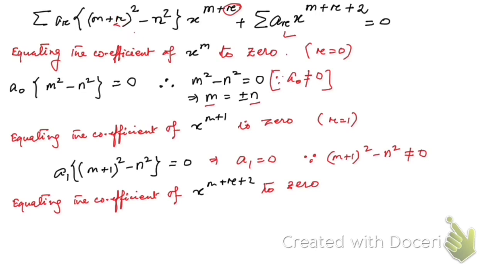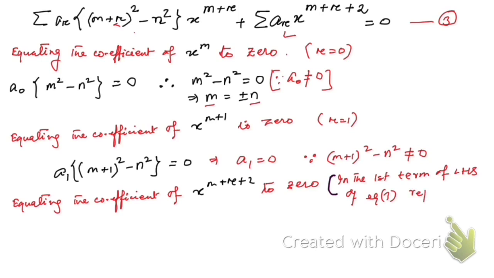So now, if we equate this, then in the first term of the left hand side of this, suppose equation number 3, of equation number 3, replace r by r plus 2. Okay, so that's what we have done.